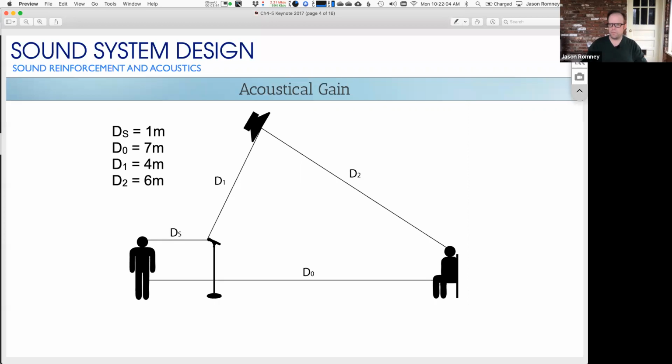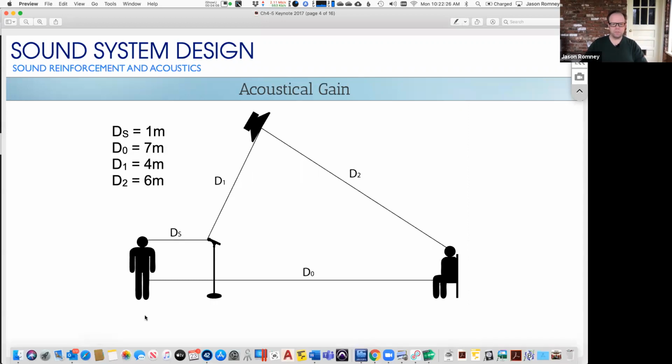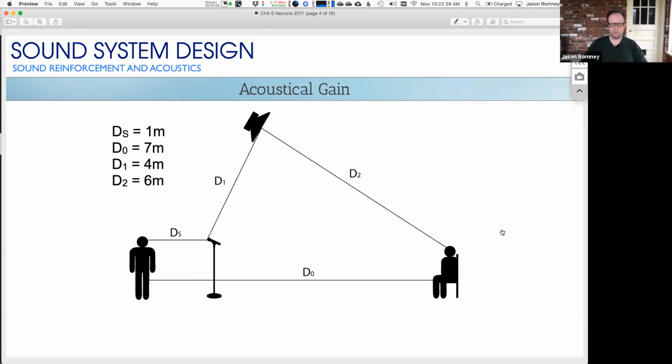So here I've got a sound system set up, and I'm going to give you some distances for each of our little relationships. We're going to do this in meters just for fun, because it'll make the numbers smaller in this particular case. And we like small numbers. So ds, which again is the distance between the talker and the microphone, is going to be 1 meter.